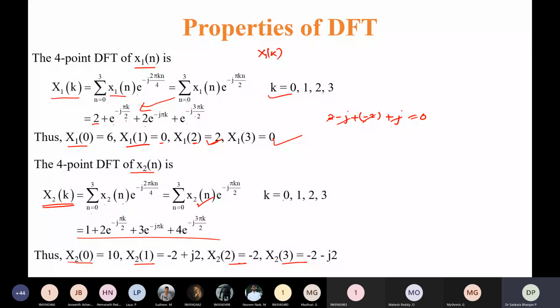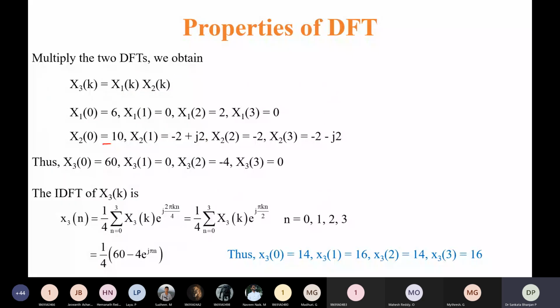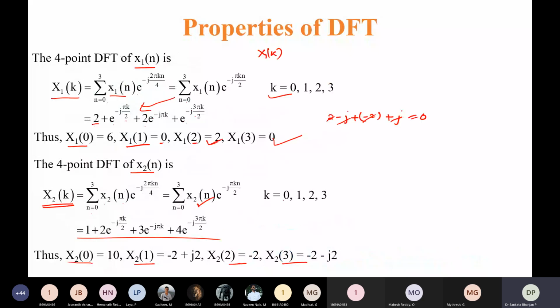So you have to take the product of the two sequences, that is X1 of k and X2 of k, the 4-point DFTs of x1 of n and x2 of n. So X3 of k is equal to X1 of k into X2 of k. Clear? Now, for your reference, I am writing again: X1 of 0 is equal to 6, X1 of 1 is equal to 0, which we already calculated. X1 of 2 is equal to 2, X1 of 3 is equal to 0.